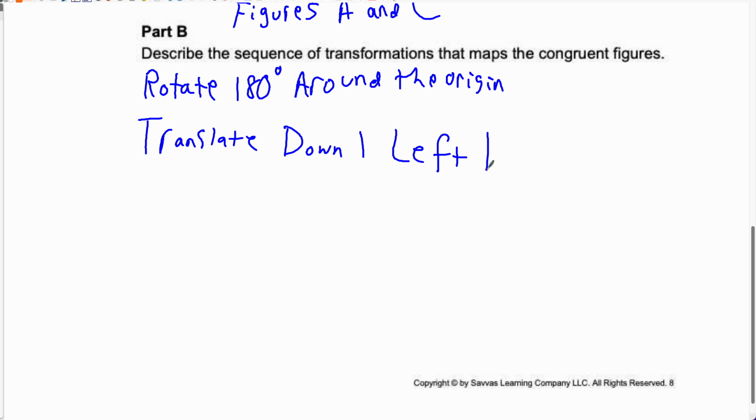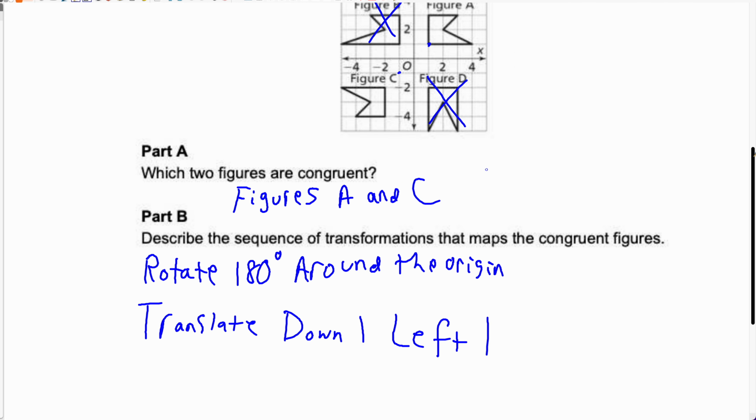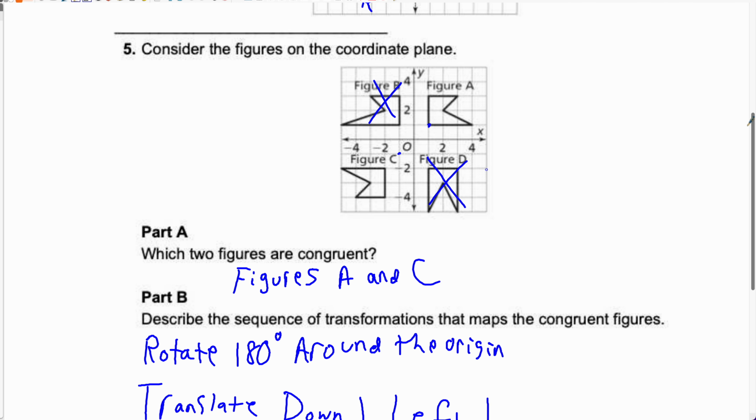Now, there are other ways you could do it. You could do a translation first and then rotate it. You could actually reflect across the X, then reflect across the Y, and that's the same as a 180 degrees rotation, and then you would have to translate. There's different ways of doing it. You just need to come up with a way of moving that figure to its new spot, okay?